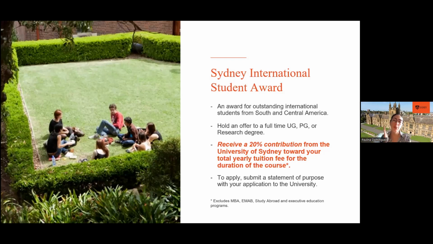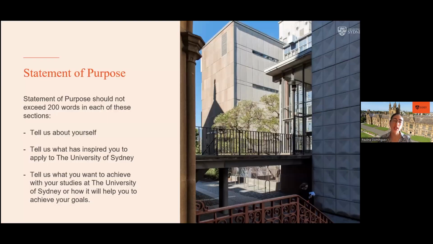So this is 20% off per year for the whole duration of your course if you are a genuine student from Latin America. Look, this is not based on academic merit. You will need to meet our minimum entry requirements, yes, but it's not based on academic merit, right? To apply, you will need to submit a statement of purpose with your application to the university, and the statement of purpose should not exceed 200 words in each of these sections. So you will need to tell us about yourself.